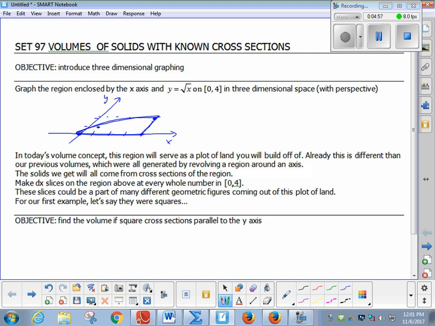This, then, is our plot of land. We're not going to revolve that. It's not a revolution. That's our plot of land we're going to build off of. How you build off of it, well, that's where the calculus comes in. There are many ways to build off of it. Let's start here. This is going to be the base of a solid. We're going to have similar cross-sections built off of that. Now, I would like you to stripe this thing. I'm going to use dx kind of slices. So would you, at each whole number, put a slice? Where's the z-axis? The z-axis would be here.